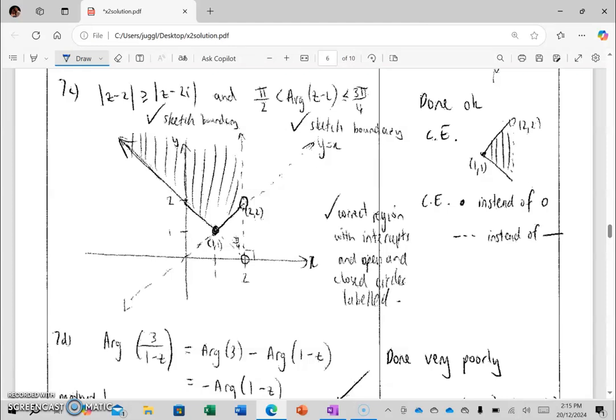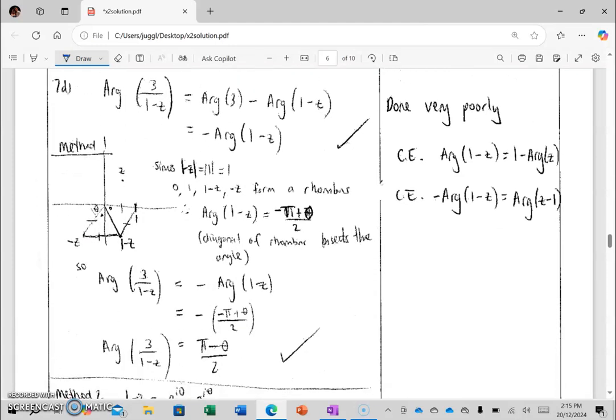What else? A lot of people shaded the wrong bit. Okay, so if the distance from 2 is greater than the distance from 2i, you have to be closer to the 2i. So that's why it's shading this particular part here.